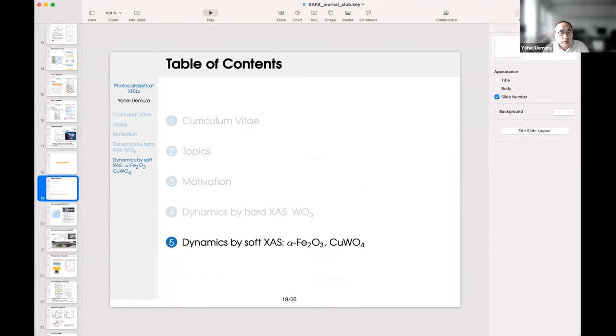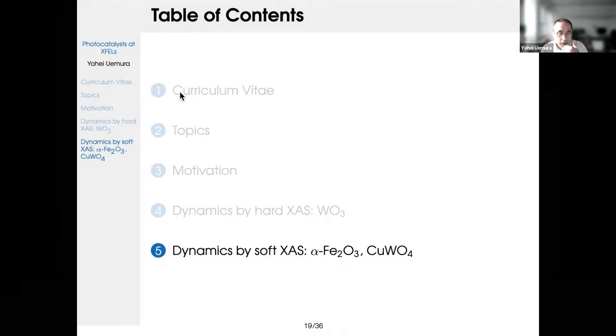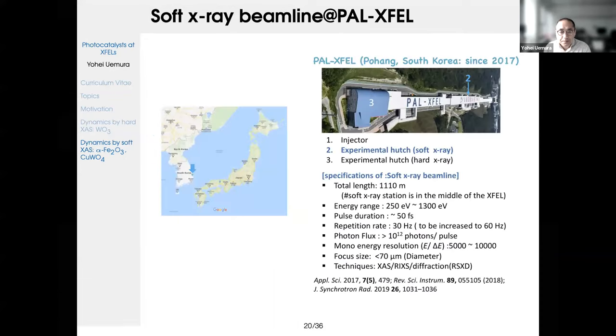Now I'd like to explain the dynamics of the soft X-ray case. After I moved to Utrecht University, I started to use the soft X-ray beam lines, mainly in person I used the Pohang XFEL. And the Pohang XFEL then started its user operation in 2017.